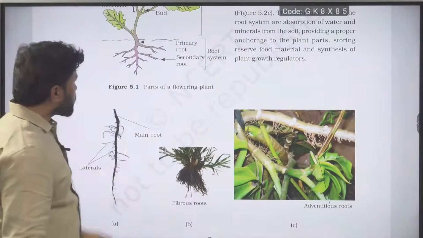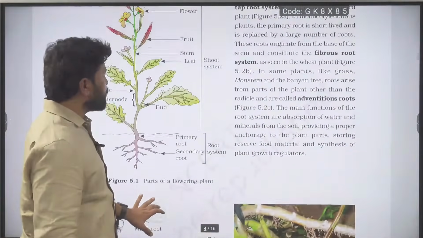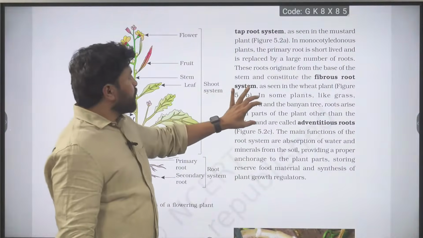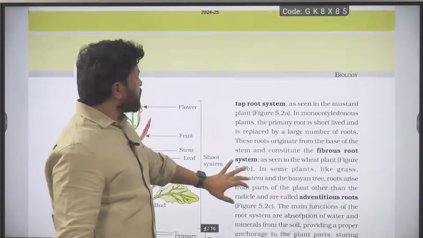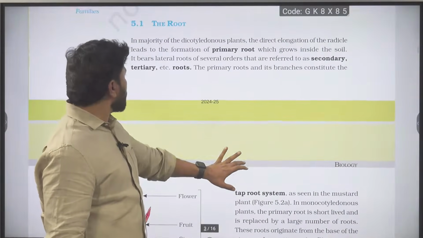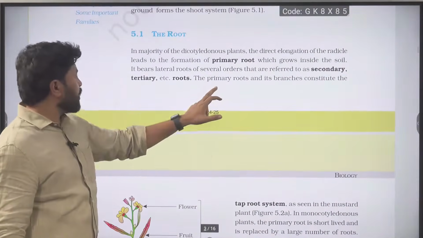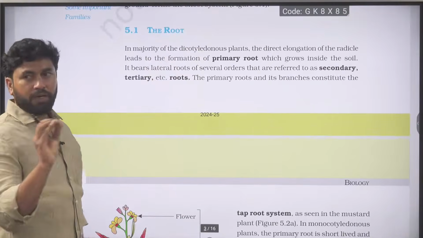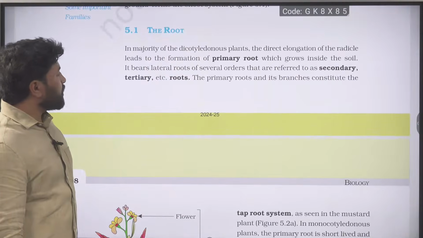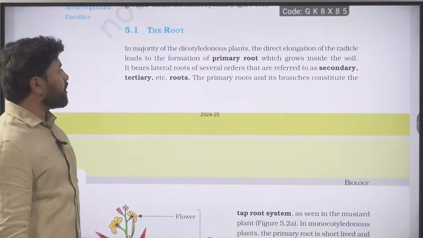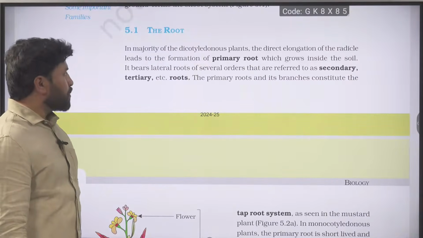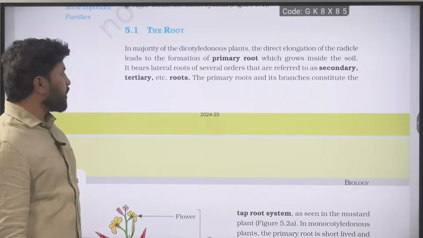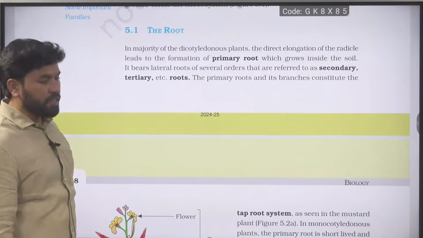This is the information given in the NCERT book regarding types of roots. Here they are talking about primary roots, secondary roots, etc. I will read it out. You just go through what they wanted to highlight. In the majority of dicotyledonous plants, the direct elongation of the radicle leads to the formation of the primary root, which grows inside the soil. It bears lateral roots of several orders, which are secondary, tertiary, etc.